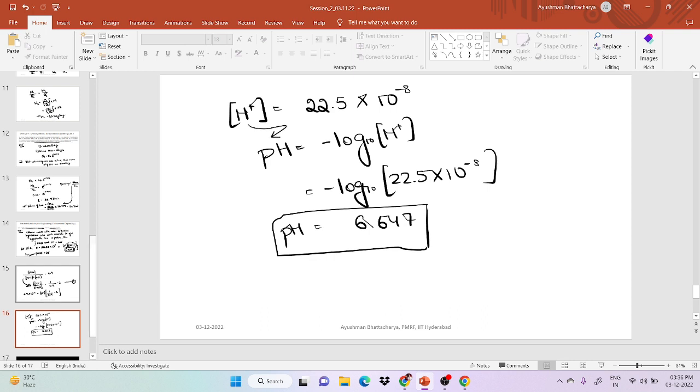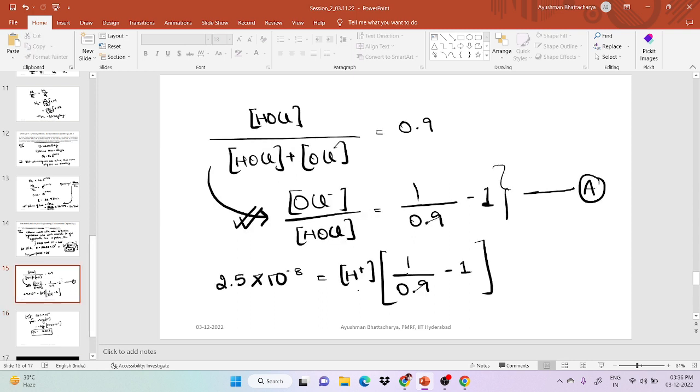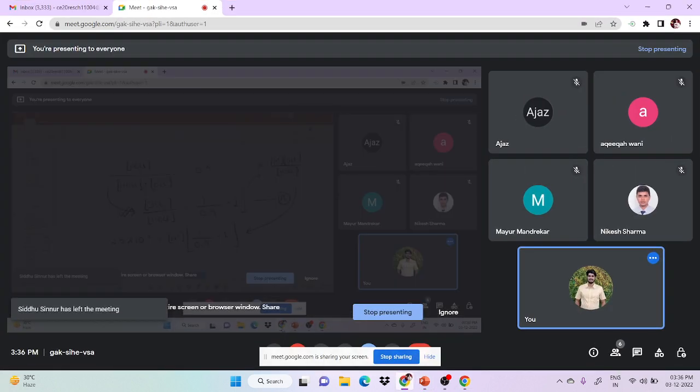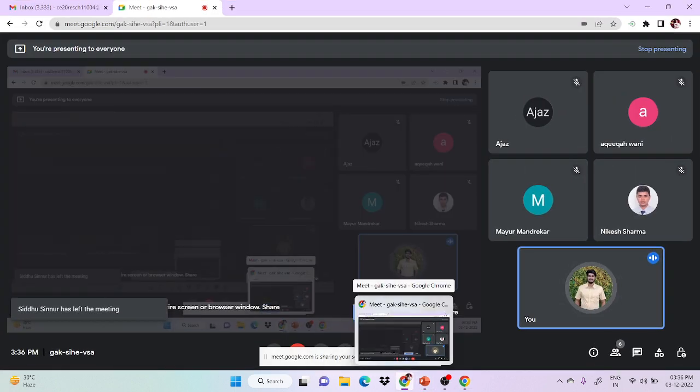Is it clear? Basically, we substituted the ratio of OCl minus and HOCl in the equation K equals H plus times OCl minus upon HOCl. If we substitute it here, we will get this thing. Is it clear now? Yes, sir. Okay, so I hope it's clear. If anyone has any doubt, you can ask.